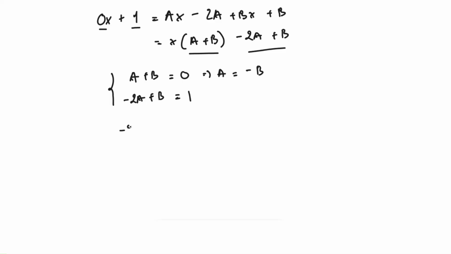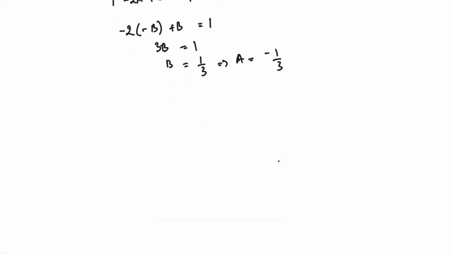So we have negative 2 times a, and a is negative b, so negative 2 times negative b, plus b, equals 1. We end up with 3b equals 1, and b equals 1 over 3, which means a equals negative 1 over 3.